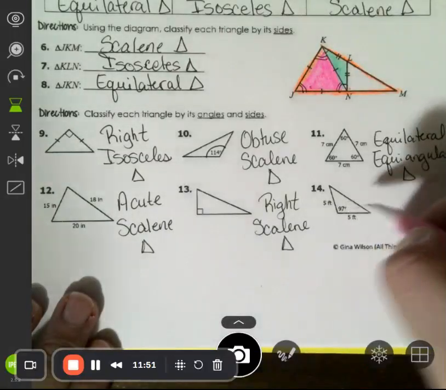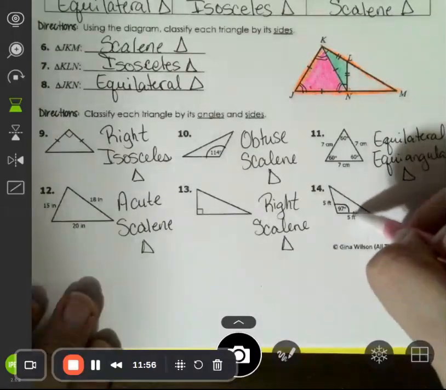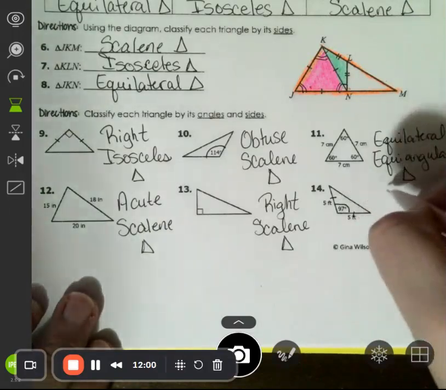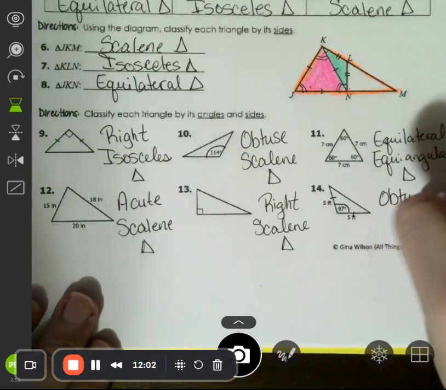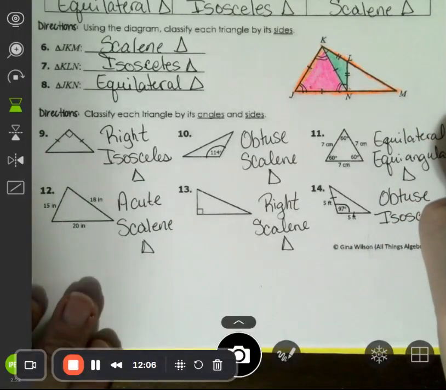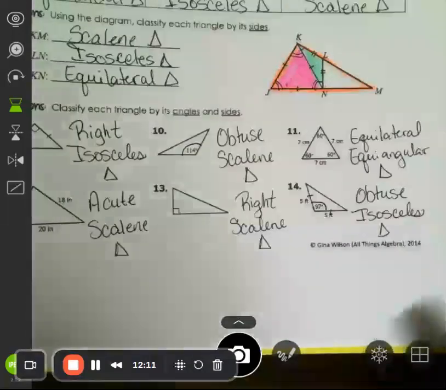Okay, 97 degrees, that is an obtuse angle, more than 90, and it has two legs of the triangle that are marked the same, so this is an obtuse isosceles triangle. Obtuse isosceles triangle.